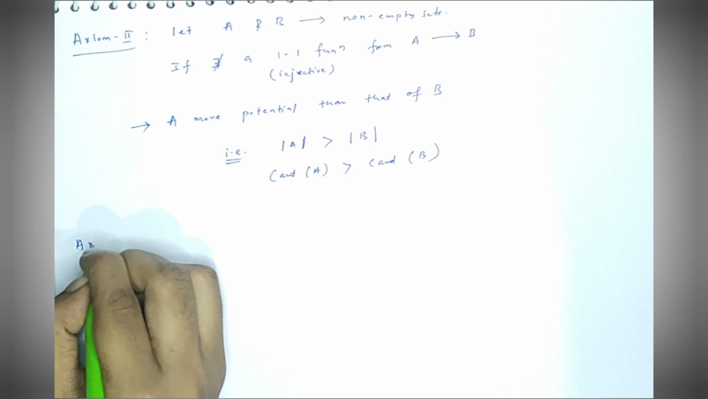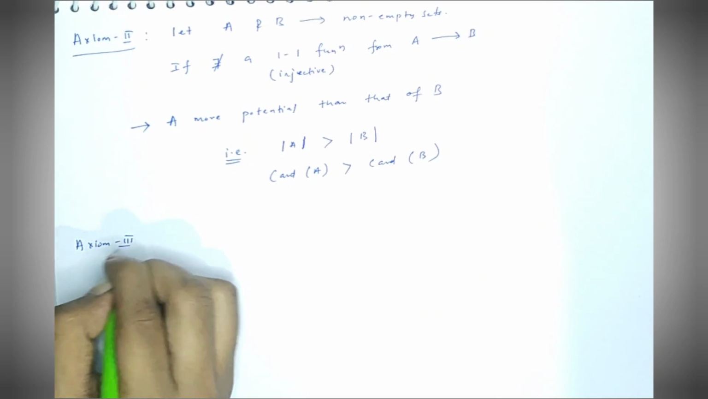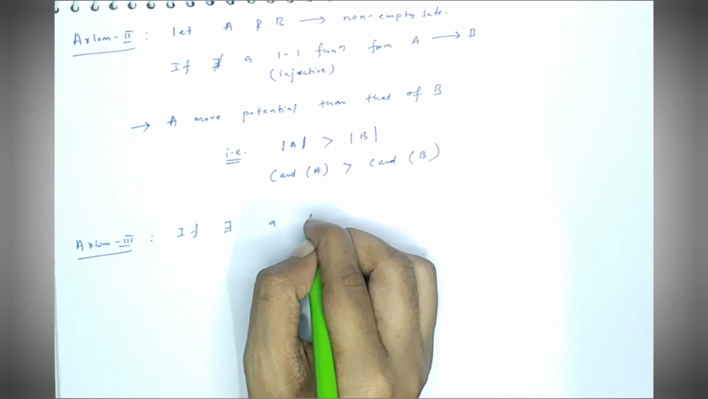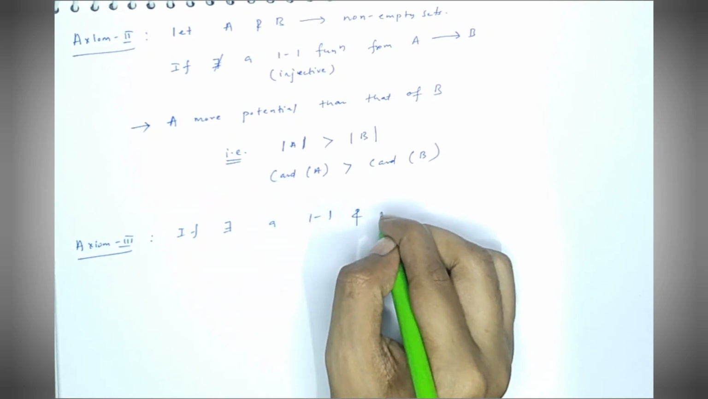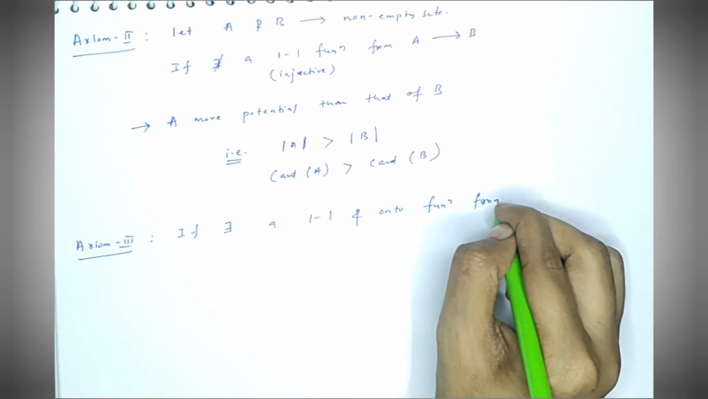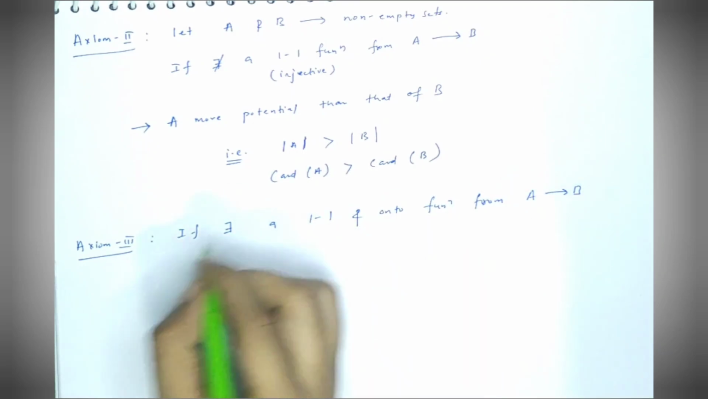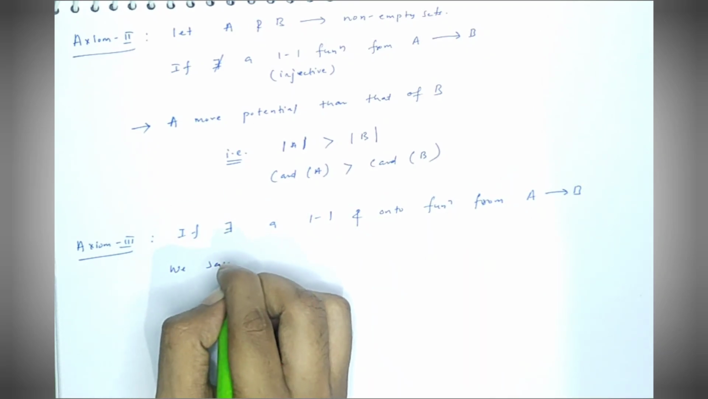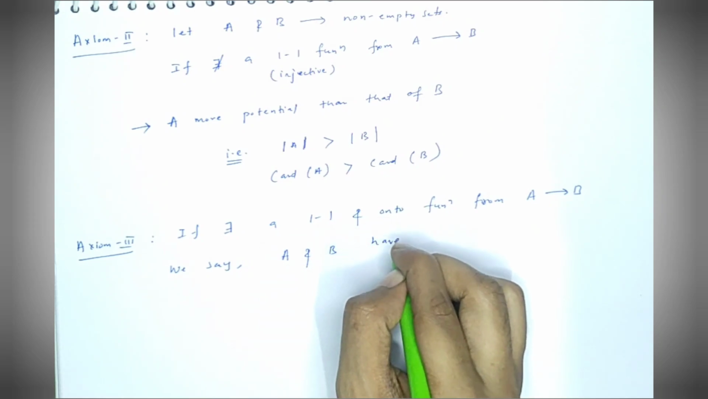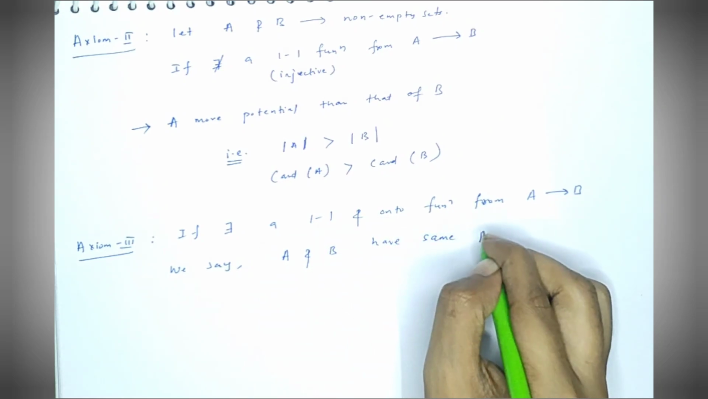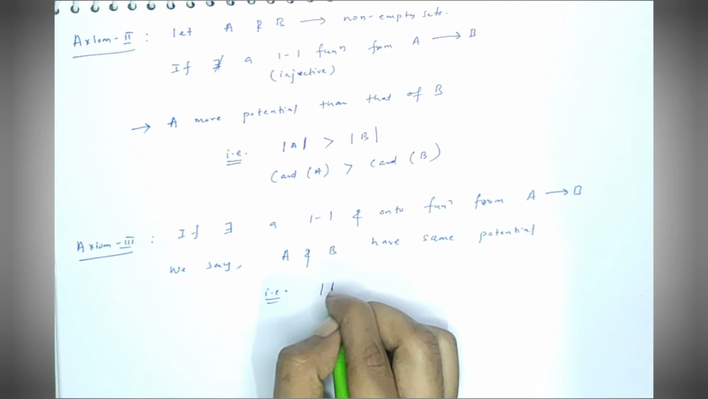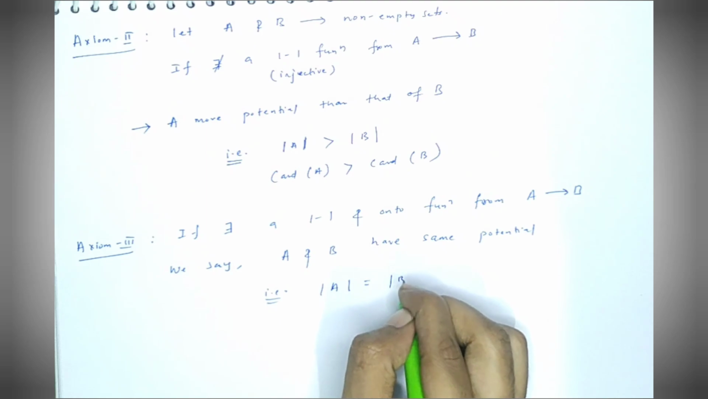Third axiom, this is the last axiom. If there exists a one-one and onto function from set A to set B, we say that A and B have the same potential. That is, the potential of set A is equal to the potential of B.